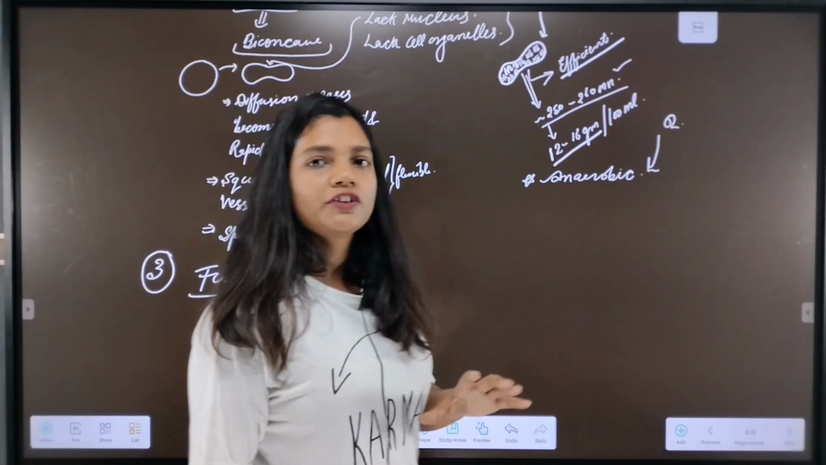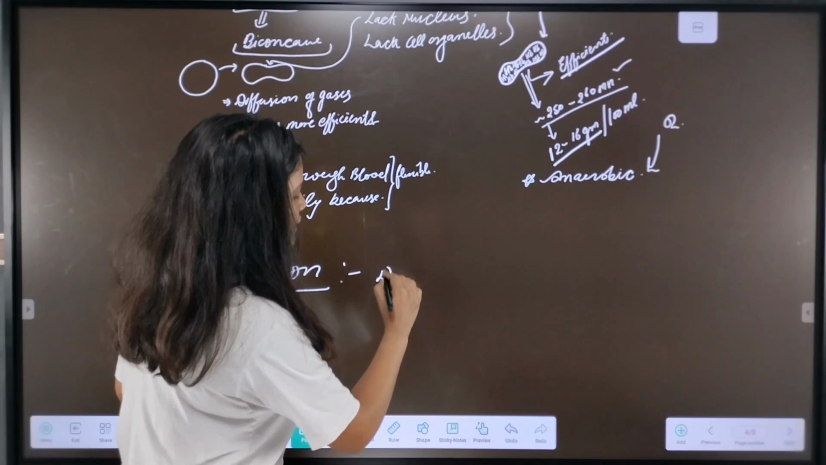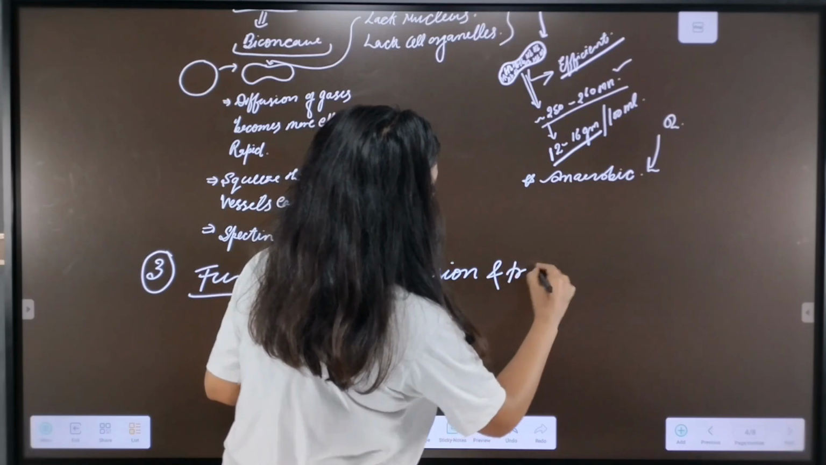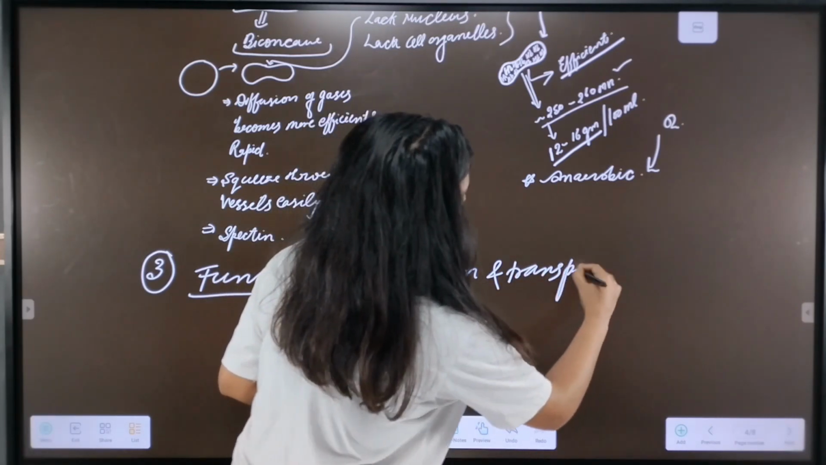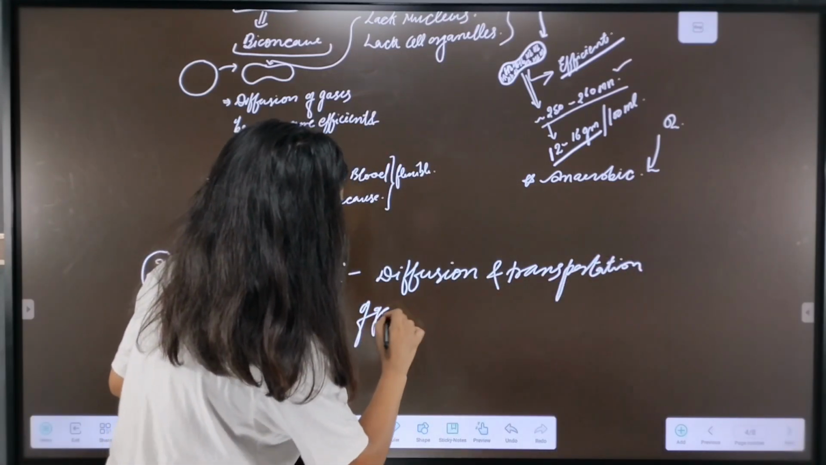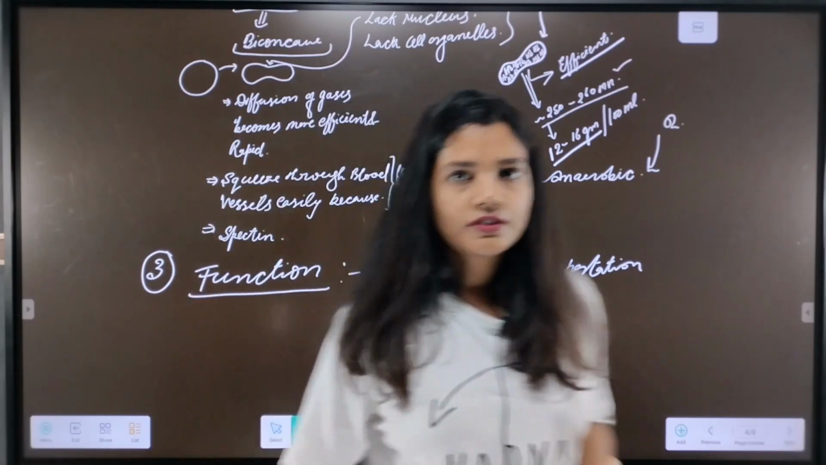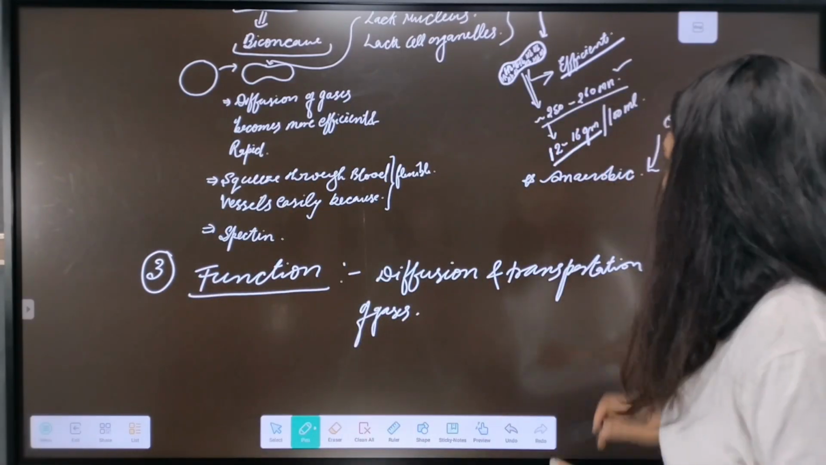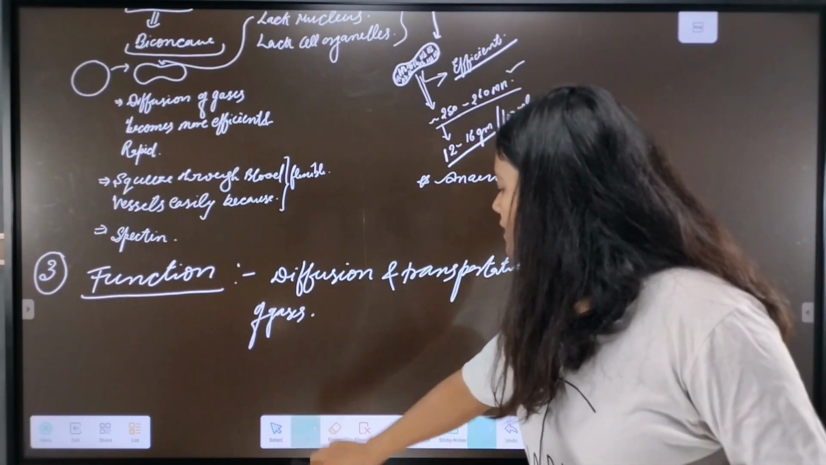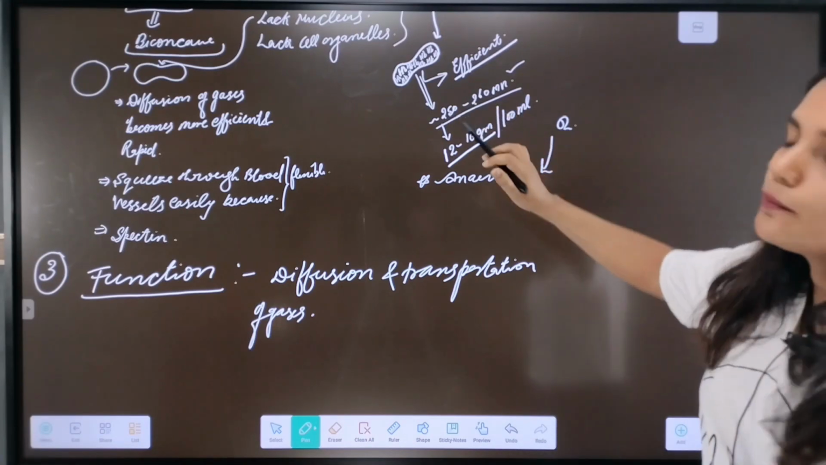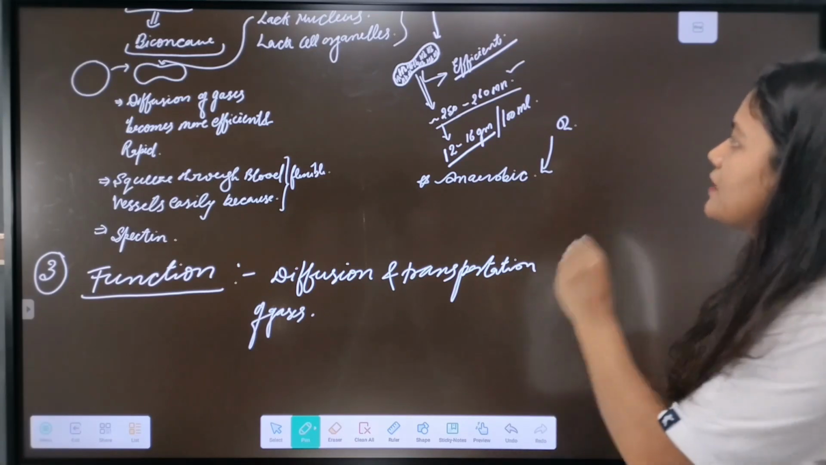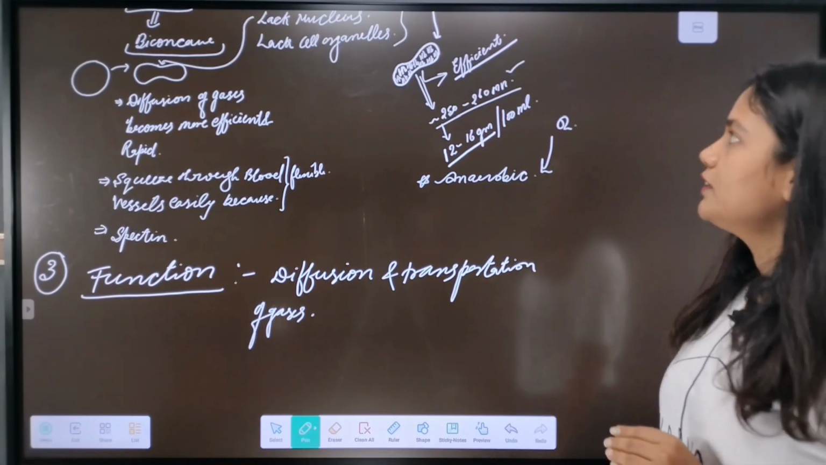We know that the most important function of the RBCs is the diffusion and transportation of the gases. We already know this, but now we are going to see how they are able to do this. As I have mentioned here, there is a protein, hemoglobin, found in the RBC that gives the color as well as performs the function of transportation of the gases.